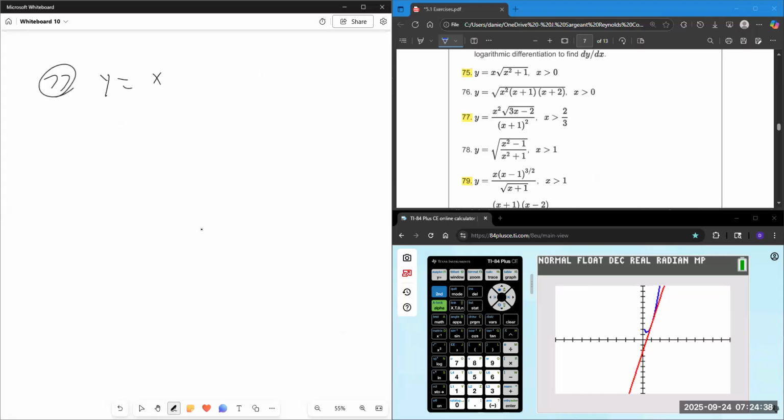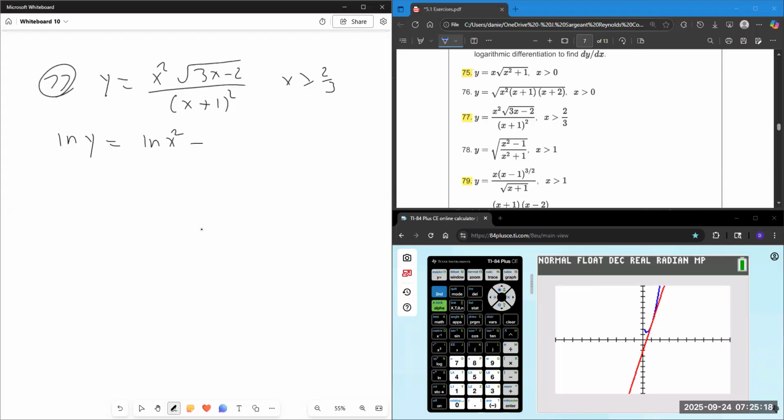y is equal to x squared root 3x minus 2 over x plus 1 quantity squared, x greater than 2/3 because of the domain of this square root part here. Notice this is very helpful when you have products of more than two functions, or you have mixtures of products and quotients and things like that, that don't fit nicely into either the product or quotient rule, that are only one thing times one thing or one thing divided by one thing.